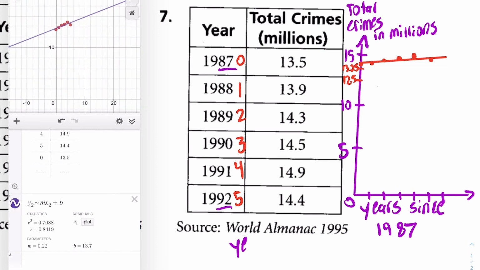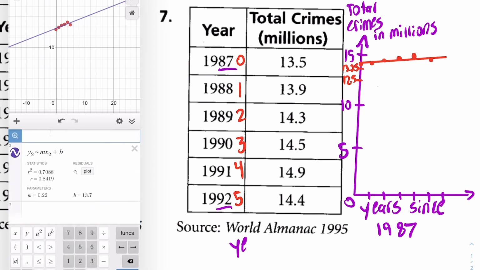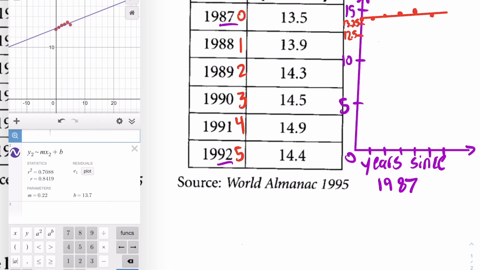Okay, and let's look at our table. Our table is using x2s and y2s. That means that our equation needs to use y2 and x2, which it already is. So then the equation that's given to me right here, m is 0.22, b is 13.7. That is the correct equation. So let's say that this is a strong positive linear.